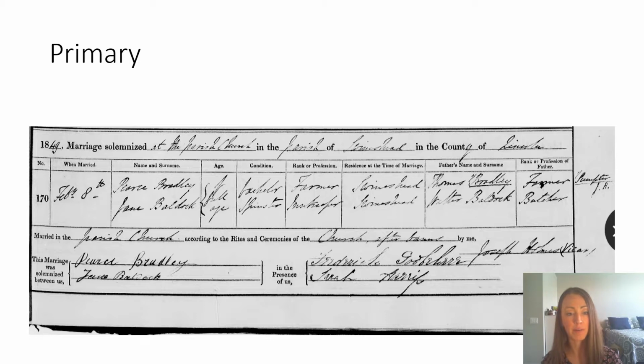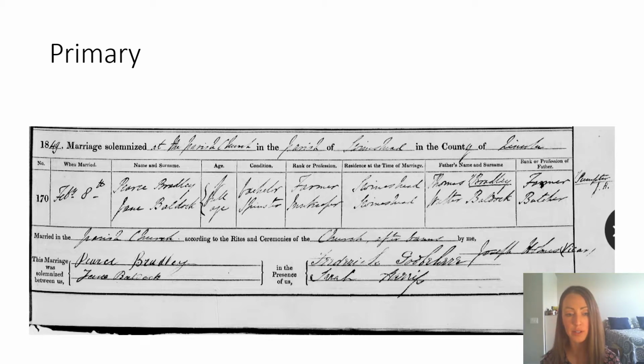Here is an example of primary information. We have a marriage record in a parish registry, and it's recorded by Joseph Holmes, vicar. He is the one who married these two. He solemnized the marriage at the parish church in the parish of Swineshead in the county of Lincoln. He made this record by writing down this information about the couple and their age and their condition. And then this marriage was solemnized between us. Pierce Bradley and Jane Baldock signed the record, so they witnessed that they were there also. And these two witnesses were also present.